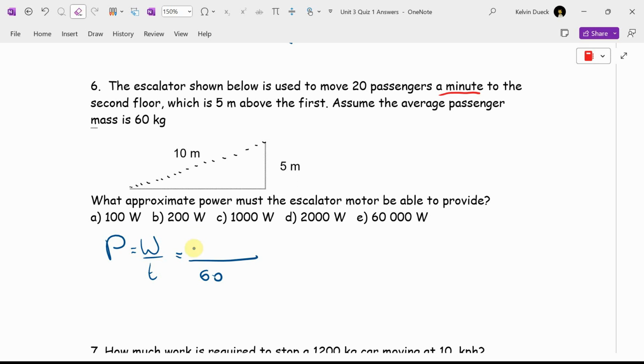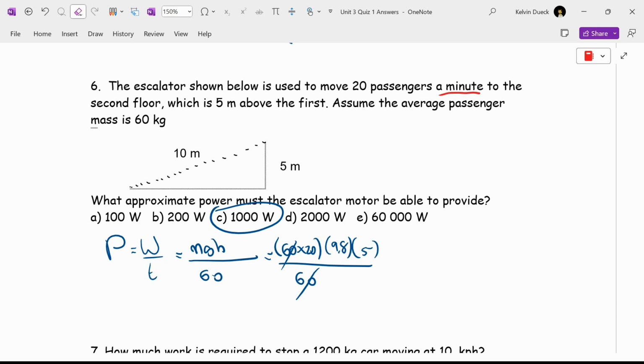What's the work? Well, the work we're lifting, so it's going to be mgh. So it's going to be 60, h is 5, g 9.8. What's the mass? 60 kilograms times 20 passengers. That's the mass. In fact, conveniently, the 60s will cancel. And in fact, I get, is it 1,000? Is it C? Yeah, pretty sure. It's like 998 or something like that if I'm doing the math in my head, I think. Or 980.